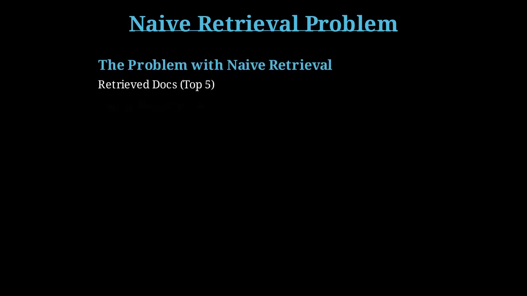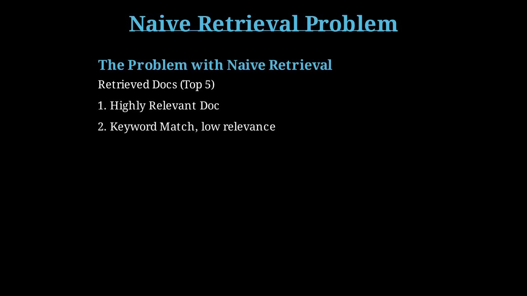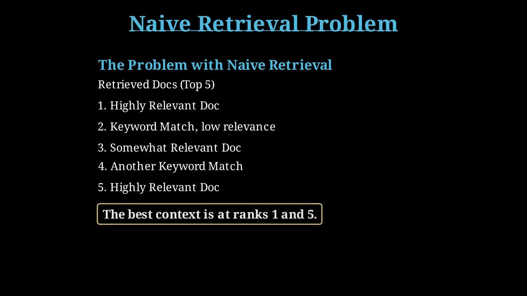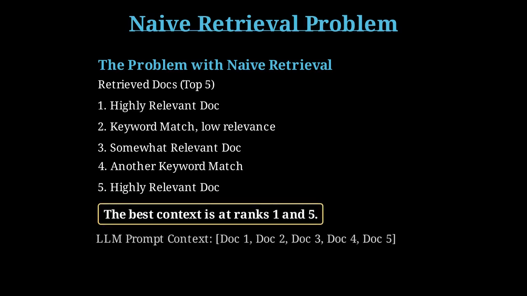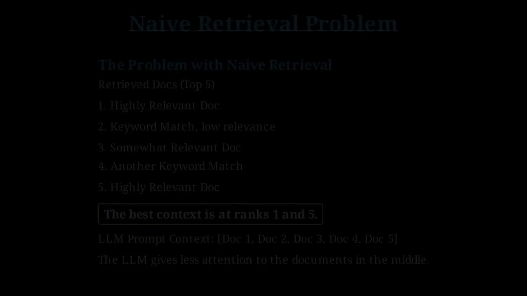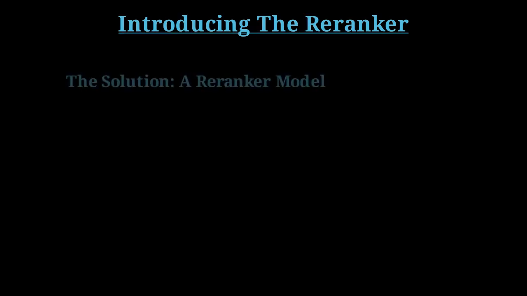This initial retrieval, often called naive or first-pass retrieval, is incredibly fast and powerful. But it's not perfect. It's optimized for speed, not precision. The retriever might pull in documents that are only tangentially related or contain just a keyword match. Research has also shown a lost in the middle problem, where LLMs pay more attention to context at the beginning and end of a prompt, potentially ignoring the most relevant document if it's buried in the middle of a long list. This is where a Reranker model comes in.